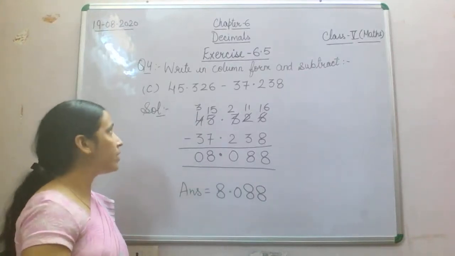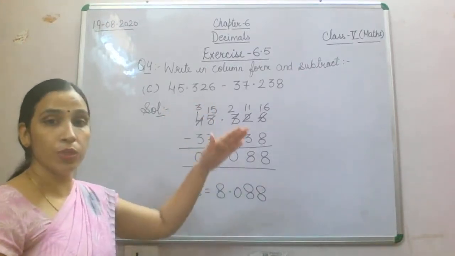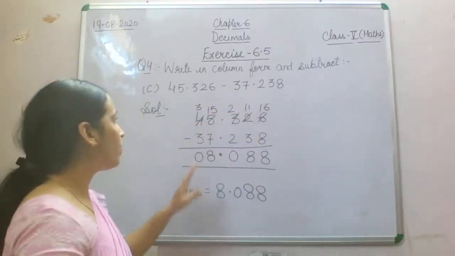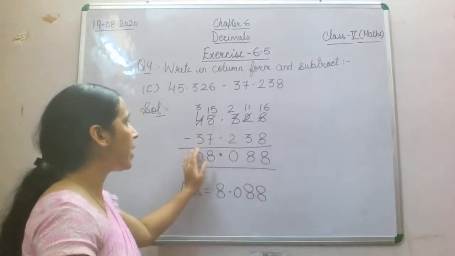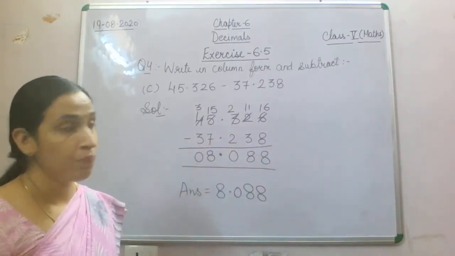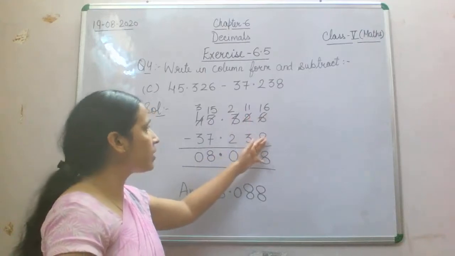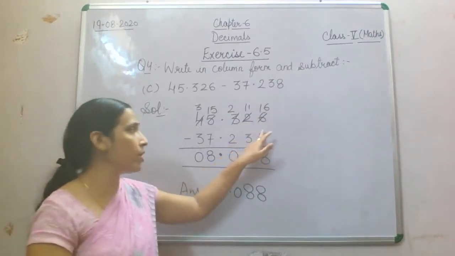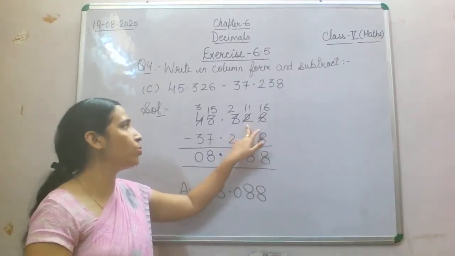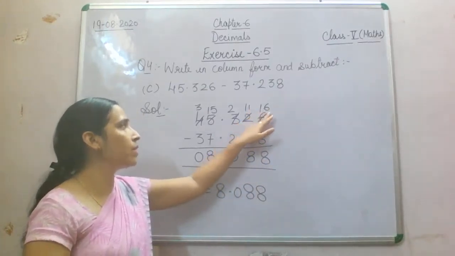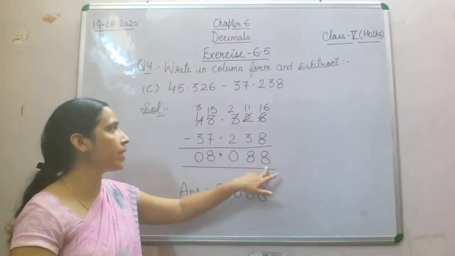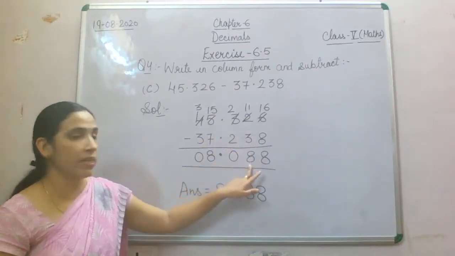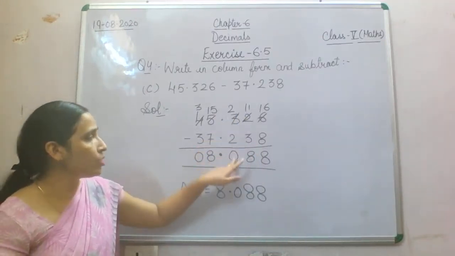What have we done in this question? We were given 45.326 minus 37.238, and then we did the subtraction. 6 is smaller than 8, so 6 will borrow from 2. 2 will become 1, and this will become 16 minus 8, we get 8. Now this 1 will borrow from 3. 11 minus 3, you will get 8 again. Then 2 minus 2, 0.